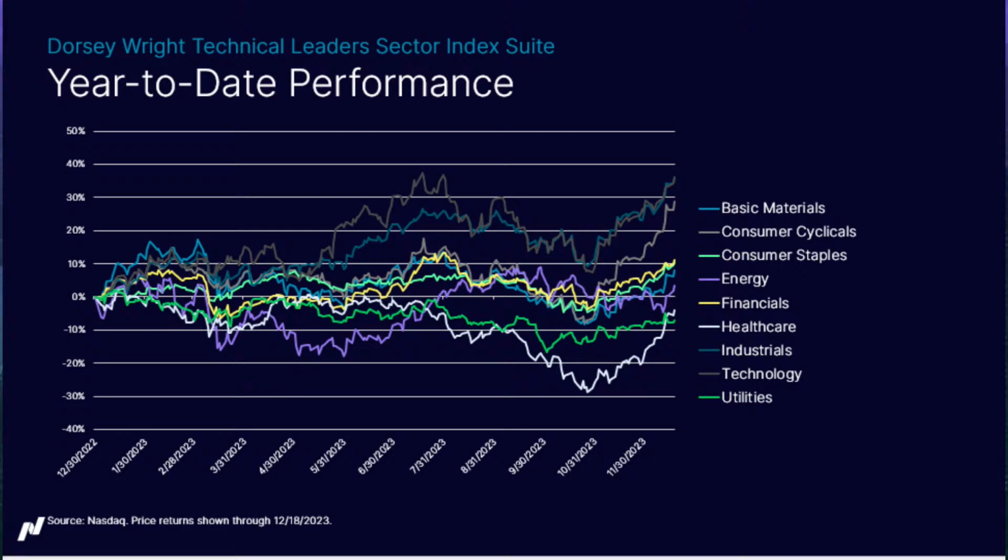Energy is up about 3%. These are some trends that we saw throughout the year. Those tech names were really driving the returns, as we mentioned on the Nasdaq 100 Trade Talks a few days ago, but really those tech and industrial names, and then also consumer cyclicals.